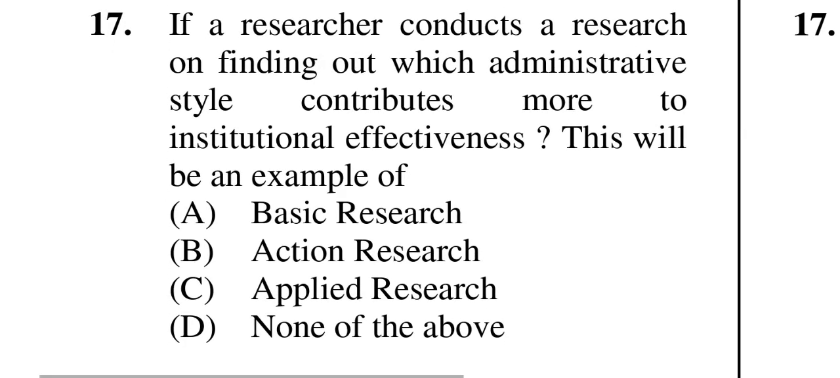Number 17, it says, if a researcher conducts a research on finding out which administrative style contributes more to institutional effectiveness, this will be an example of what? Basic research, action research, applied research, none of the above. Let me reiterate it. Four options are given. I will not repeat it. Let me give you the correct answer. Correct answer will be number C, applied research is the research which the question was asking us.